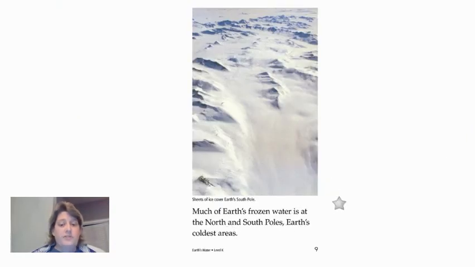Much of Earth's frozen water is at the North and South poles, Earth's coldest areas. Remember when we studied maps, North is at the top and South is at the bottom.